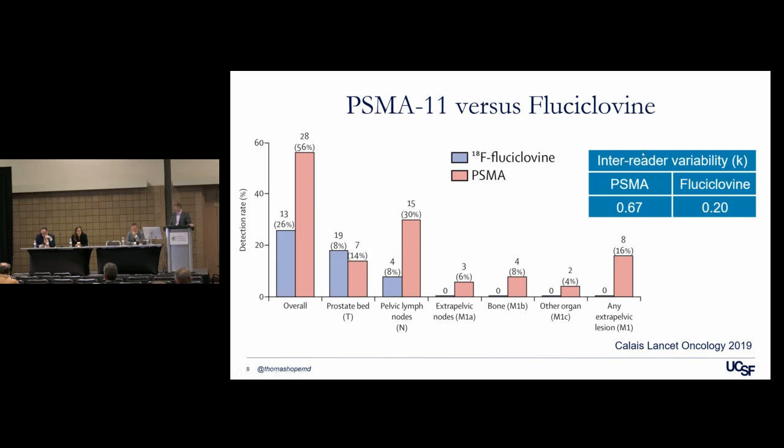The other thing is interreader variability. It's much easier to read PSMA. Now, I'm going to show in a couple slides all these false negatives and false positives, and it is difficult, obviously, with any imaging study to interpret, but PSMA has a much higher interreader agreement than fluciclovine. 0.2 is actually really terrible. 0.67, this is consistent with most imaging studies. 1 is perfect agreement, 0 is perfect disagreement.